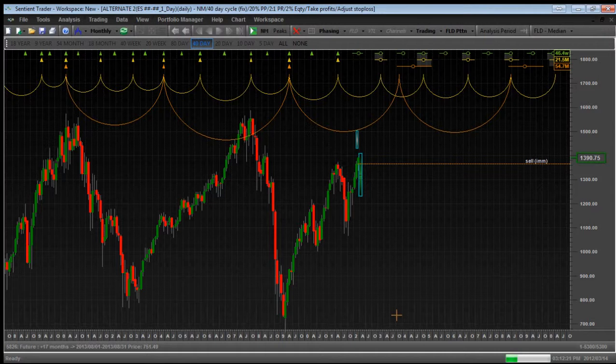Thank you, the Patient Trader. That's a fantastic name. Patient traders are always the most profitable ones, of course.